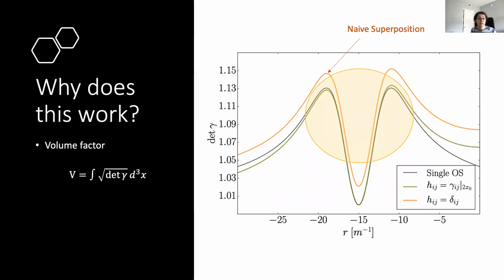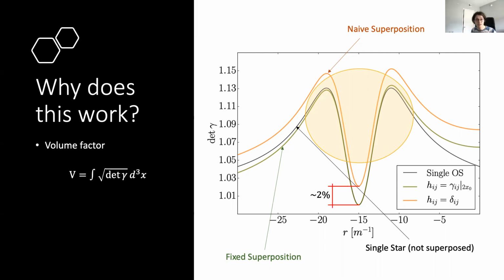So this one is the naive superposition. The black one is the single star. And the green one is the fixed superposition. And you can see in the center of the star, fixed and single almost perfectly match. However, there's a 2% difference between the naive superposition and the fixed one and the single star as well. So this 2% difference causes this squeezing of the star and thus all of the problems that we have.